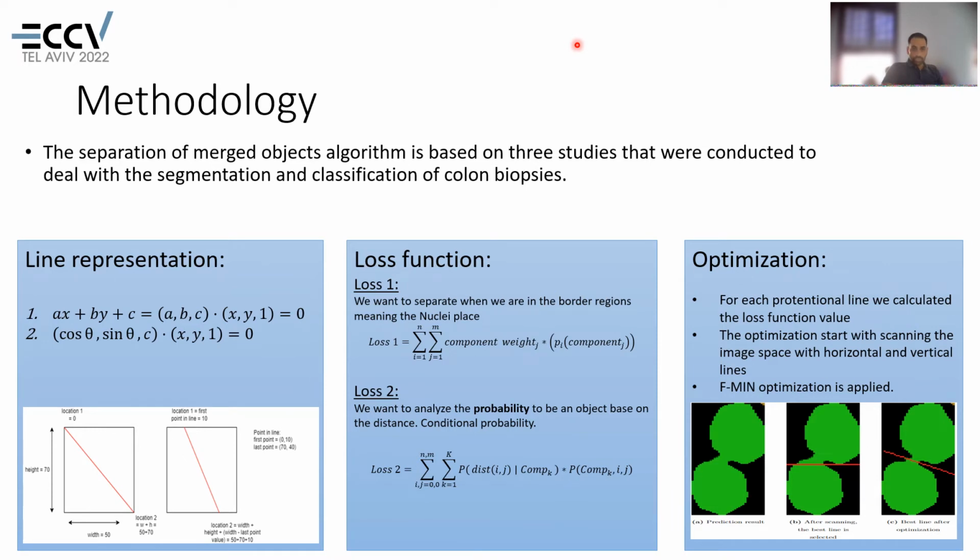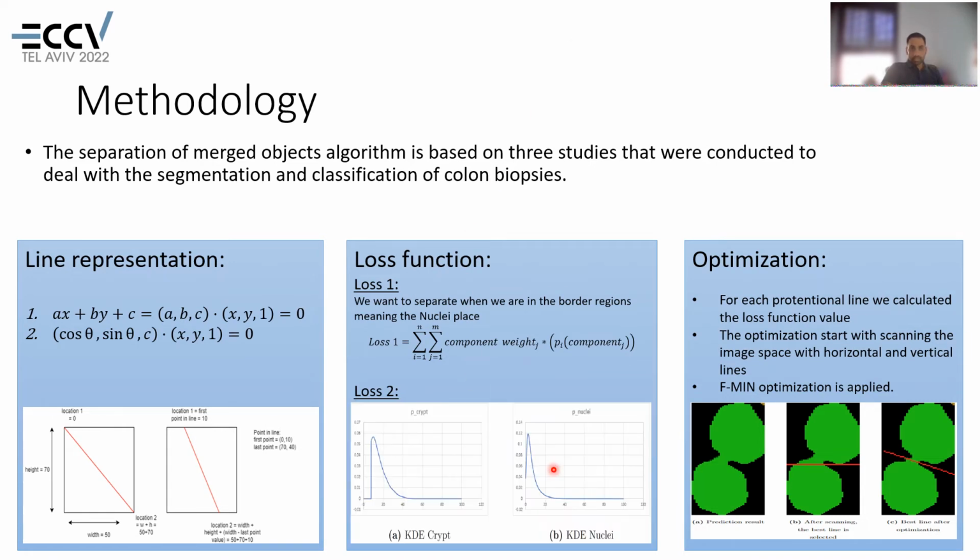Our second objective is to determine whether an object is likely to be an object based on its distance from the contour, a probability based on a condition. Given a distance, what is the chance to be a component? From the kernel density estimation figure, we can see that the nuclei is centered in the border, whereas the rest is not.